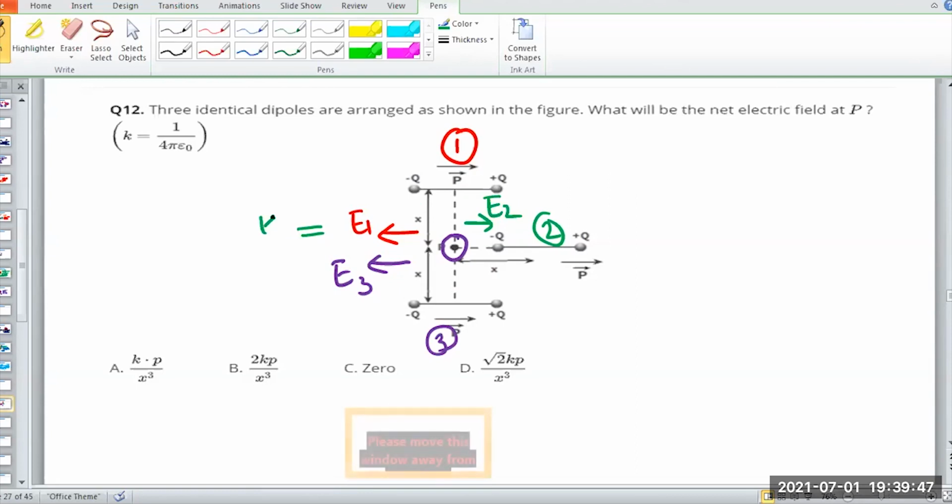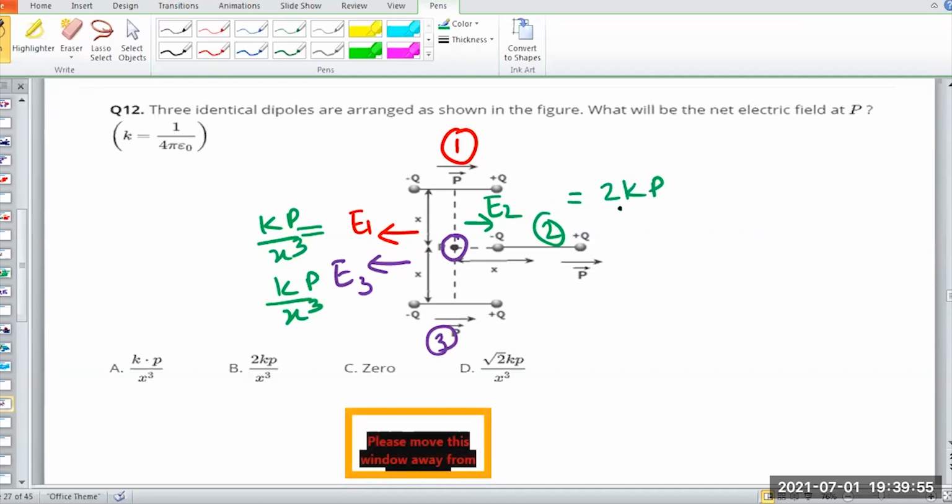It is also Kp by x cube. It is also Kp by x cube. And E2, because it is on the axial point, is 2 Kp by x cube. But the other two add up, Kp plus Kp, 2 Kp, but in the opposite direction of E2. So my E net is 0. Next.